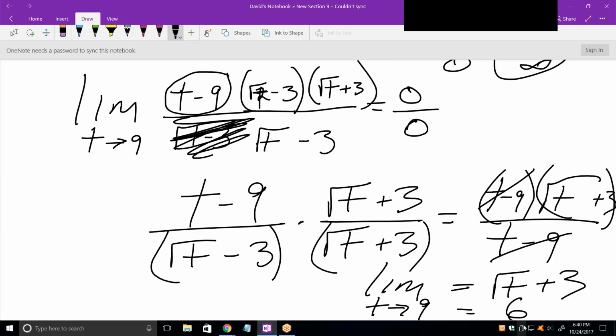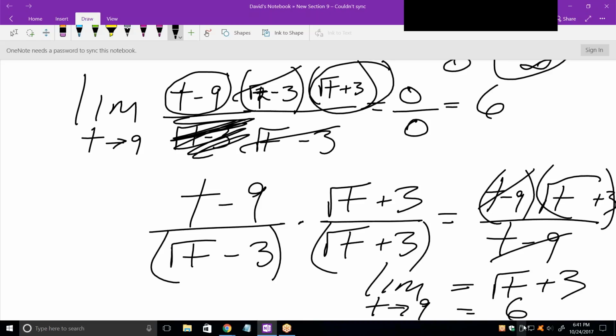It's the square root of t minus the square root of 9 times the square root of t plus the square root of 9. Now you'll notice that that cancels directly with that, and I'm left with that, where when I substitute 9, I get 6 again. Same answer. And I'm not sure one is easier than the other.